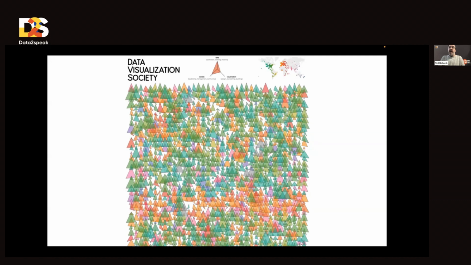Finally, lots of triangles here. This is a visualization I created to show all the individuals in the Data Visualization Society. And it actually started, if you can see at the top in the middle there, it's kind of a radar chart, a spider chart, where for each person, we just have 3 attributes. So if you've got 3 attributes, that becomes a triangle.